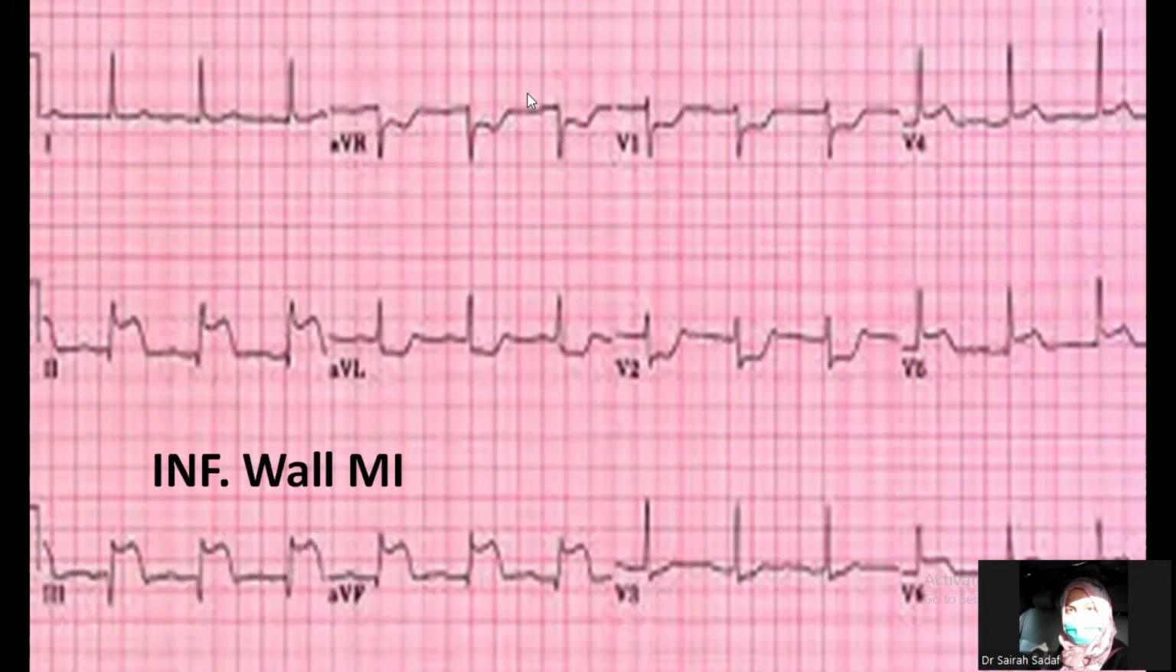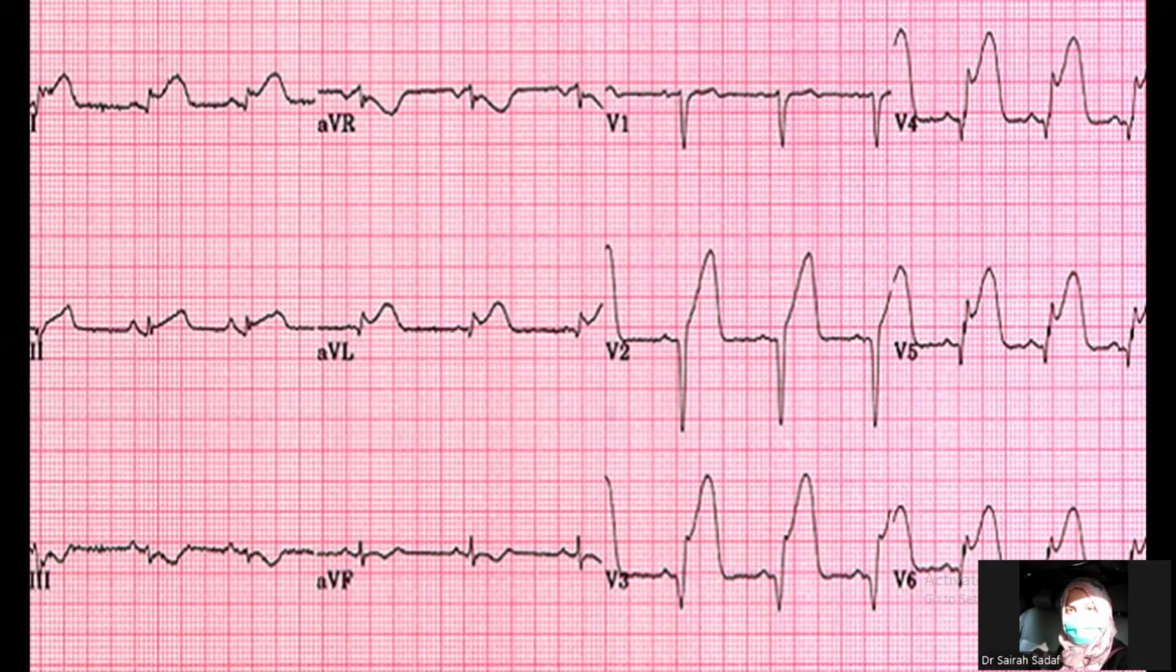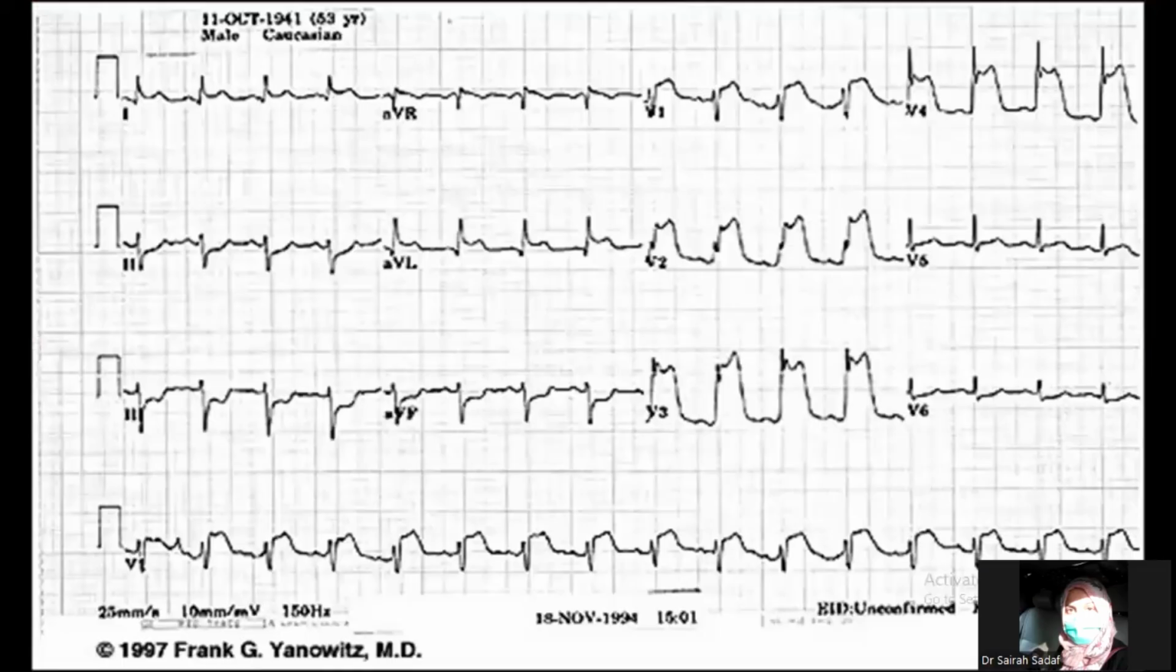Memoona, what were you asking? What is this? Anterior wall. Ahmed is saying anterolateral, and others are saying anterior wall. Okay, let's see what this is. This is anterolateral because V5, V6 are the lateral leads. So this is anterolateral.